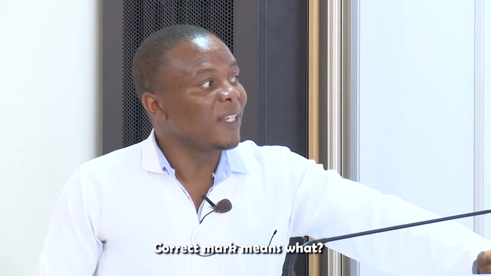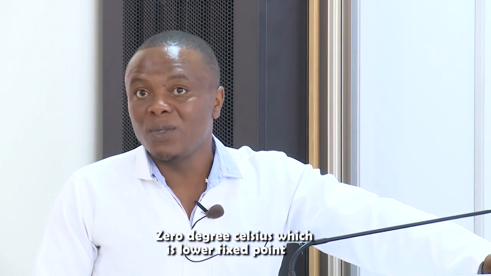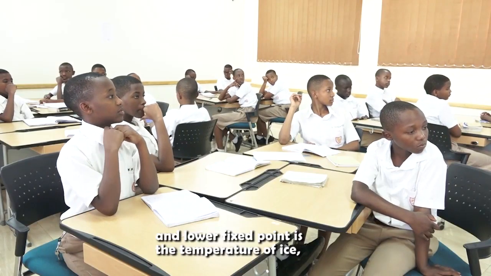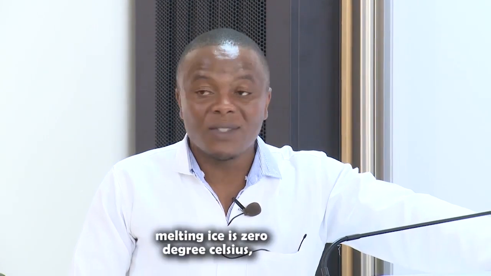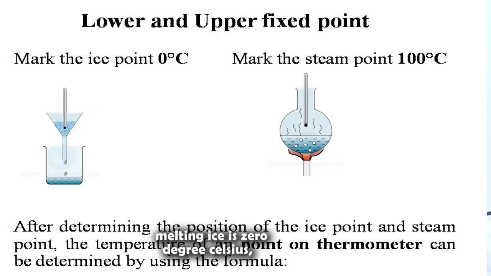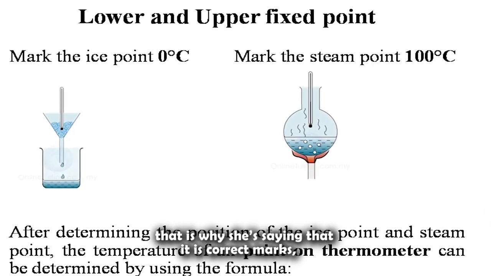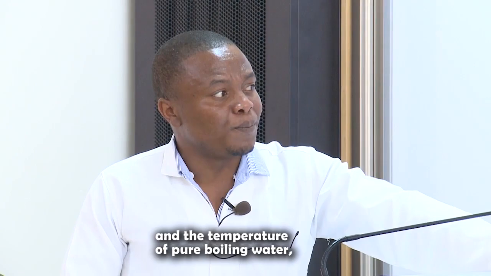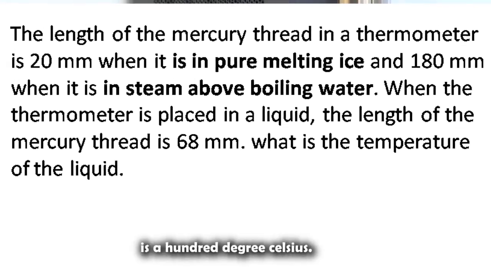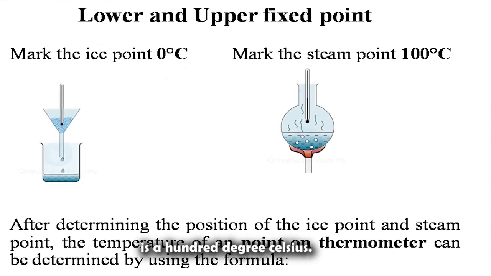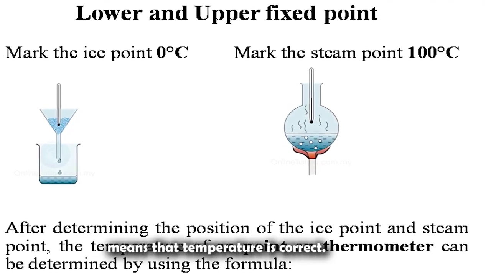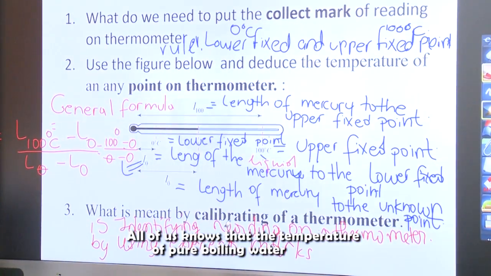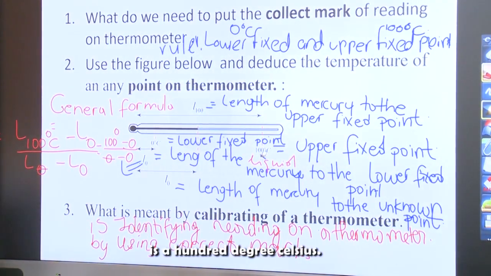Correct marks mean what? 0 degrees Celsius, which is the lower fixed point. The lower fixed point is the temperature of melting ice, which is 0 degrees Celsius. That's why she's saying that they are correct marks. The temperature of pure boiling water is 100 degrees Celsius. That temperature is correct. All of us know that the temperature of pure boiling water is 100 degrees Celsius.